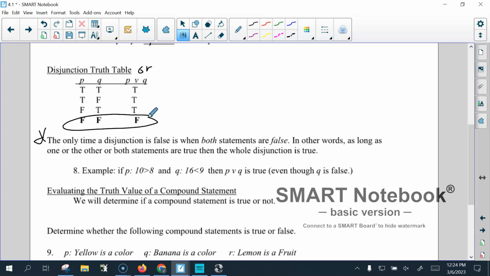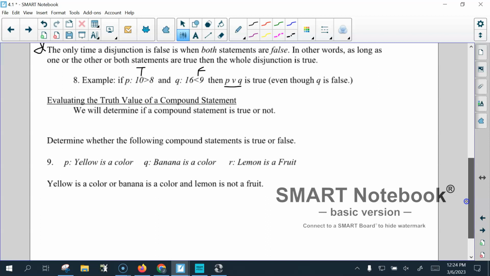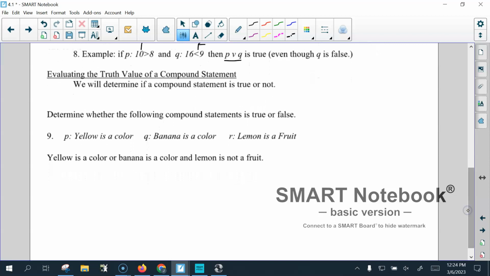All right? So for example, if P is 10 is greater than 8 and Q is 16 less than 9, well, 10 is greater than 8, that's true. 16 is less than 9, that's false. But if I say or, as long as one of them is true, the whole thing is true. Because I'm just saying or. All right? So, evaluating the truth of a compound statement will determine if a compound statement is true or not. All right. So, determine whether the following compound statement is true or false.